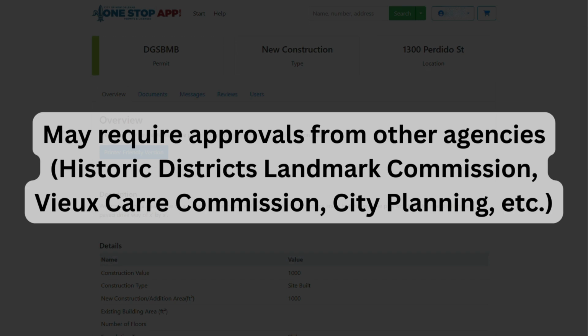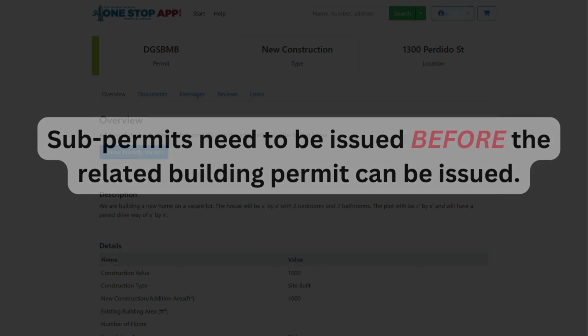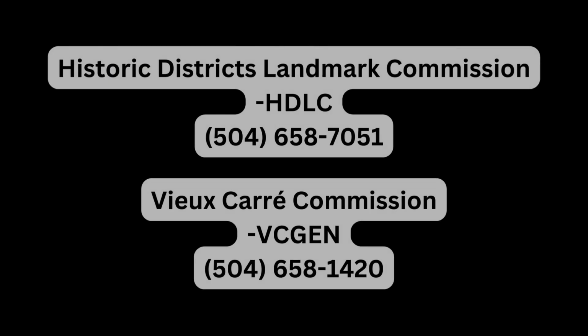Reviews by the Historic Districts Landmark Commission and Vieux Carré Commission will result in a sub-permit application. Please note, this sub-permit will need to be issued before the related building permit can be issued. If you have any questions regarding sub-permits, please contact either the Historic Districts Landmark Commission for sub-permits that end in HDLC or Vieux Carré Commission for sub-permits that end in VCGEN.